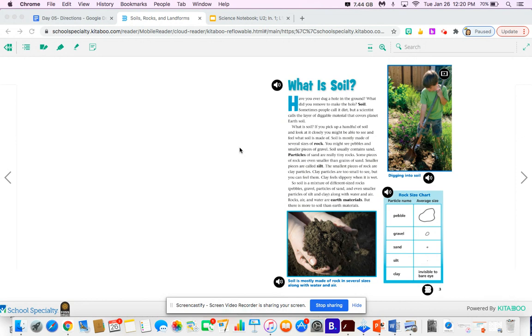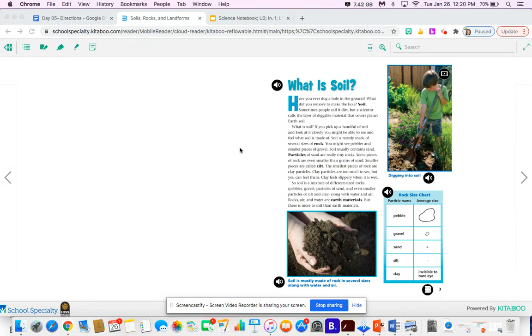So, soil is a mixture of different sized rocks, pebbles, gravel, particles of sand, and even smaller particles of silt and clay, along with water and air. Rocks, air, and water are earth materials. But there is more to soil than just earth materials.